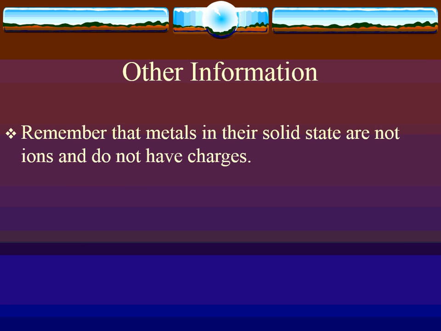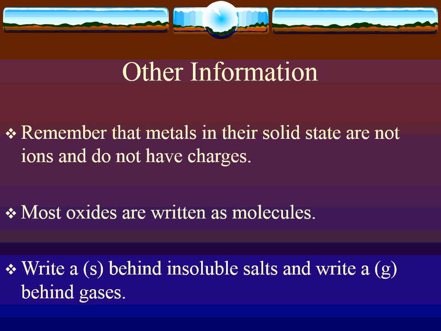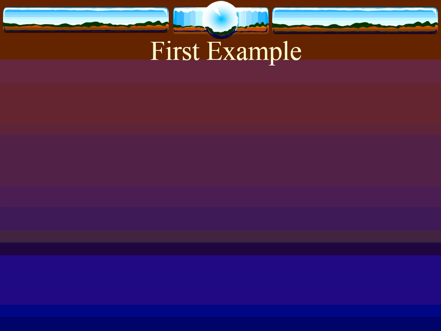So some other information you need to know. Metals in their solid state are not ions and they do not have charges. And most oxides are written as molecules. And anything that is soluble has an (aq) written behind it. Anything that is insoluble has an (s) behind it, and gases have a (g) behind it. So let's do an example.